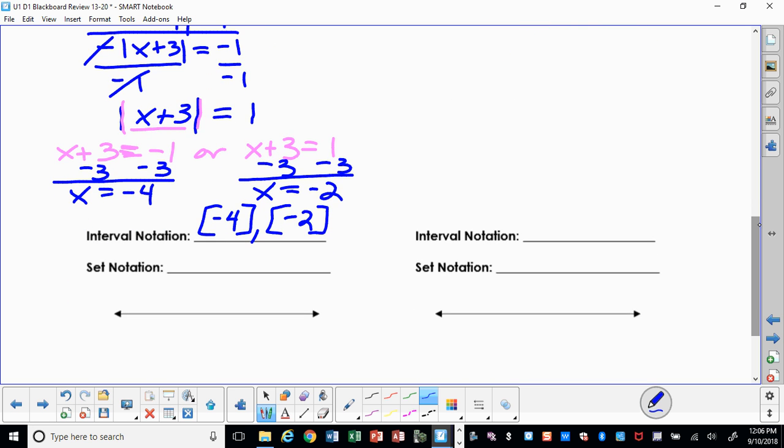All right? And then set notation, I can say, okay, it's x's and x can equal, I'll make a list, x can equal negative 4 and negative 2. All right? And then graphing it, I've got a negative 4, negative 2, and that's a closed circle because those are my solutions.